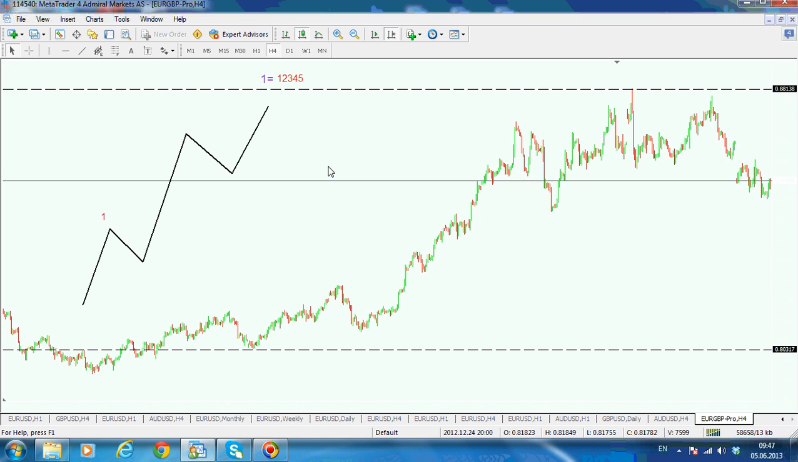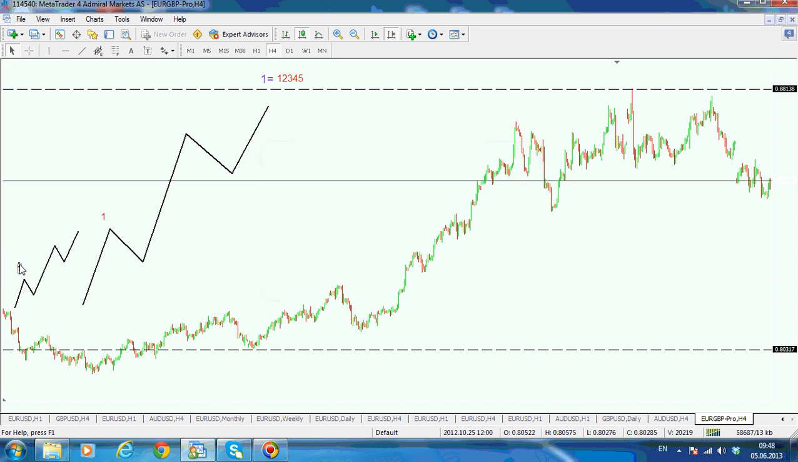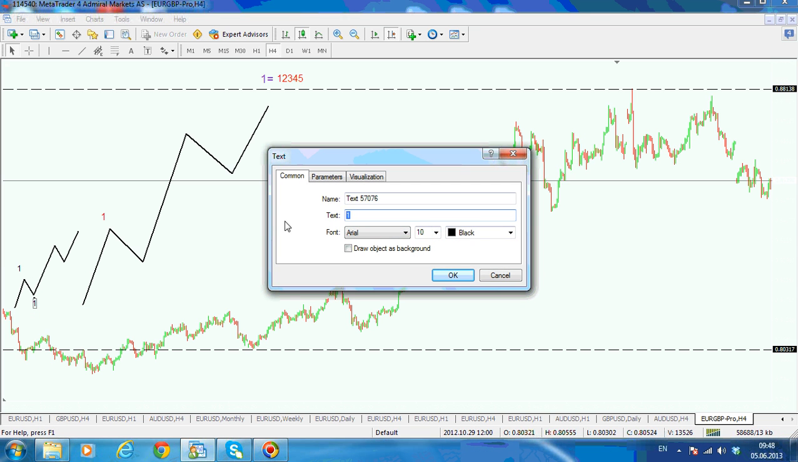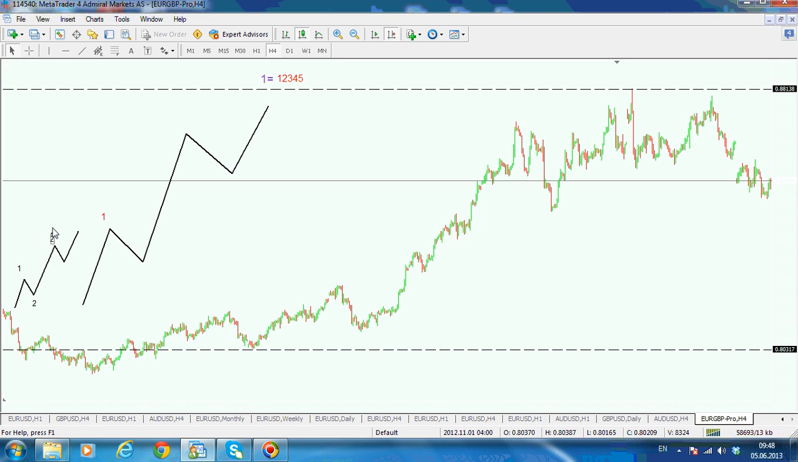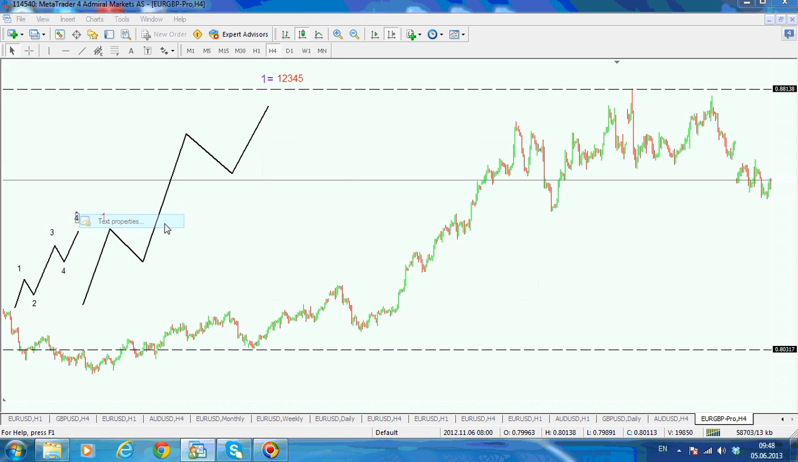Now, the first wave must be an impulse of a lower degree or a leading diagonal. An impulse of a lower degree normally should look like this. So, an impulsive move of a lower degree is expected for the first wave here. Or, a small impulse of a different degree, something like this. Okay, so 1, 2, and the third wave, and the fourth wave, and the fifth wave. So 1, 2, 3, 4, 5 waves to the upside. Or it should be a leading diagonal.